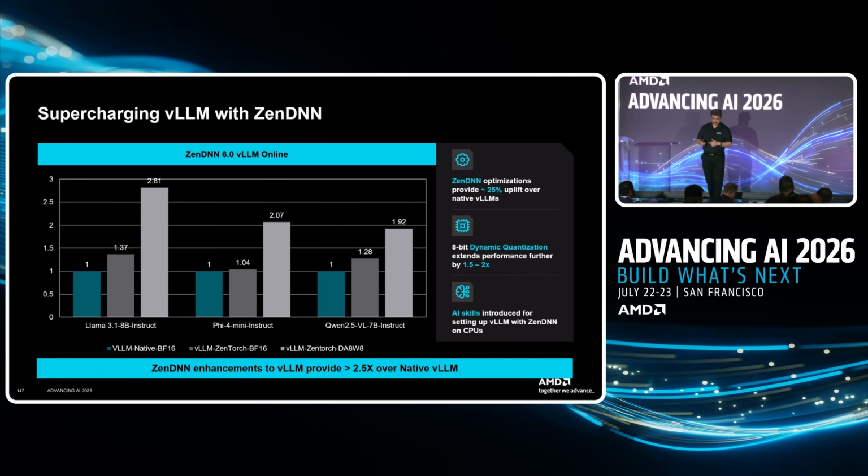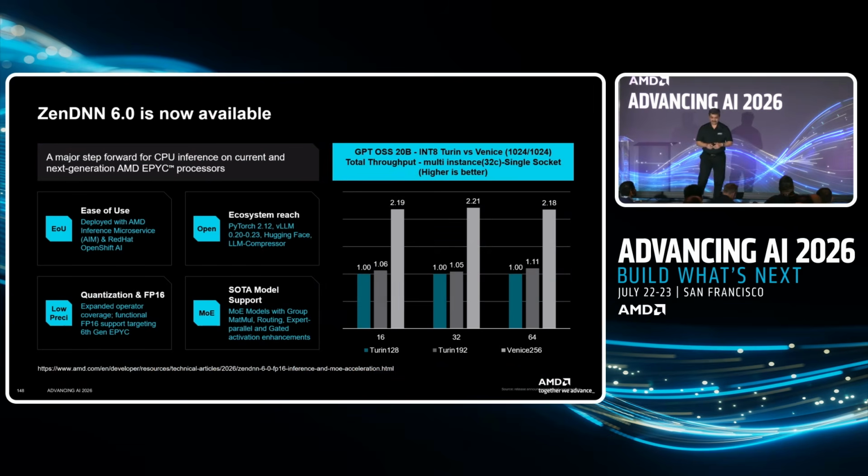Software never stays in one place. So obviously, our latest release, ZenDNN 6.0, is available now. The biggest thing that we have done with 6.0 is to support Venice, which is our Gen 6 processor. But that's not the only thing we have done. We have also worked on ease of use, integrating ZenDNN with AMD Inference Microservices, AIM Dockers. So you just get the Docker and run it, and then you have everything that you need. We also partnered with Red Hat, and ZenDNN is part of OpenShift AI as well.